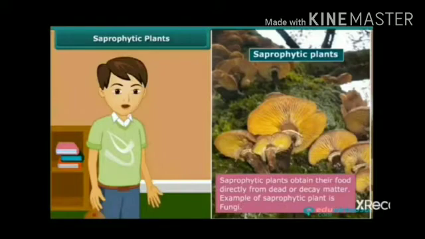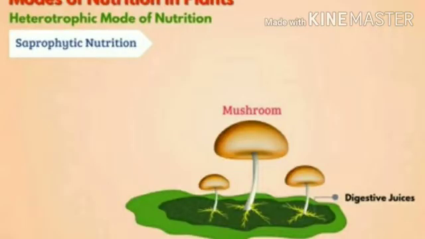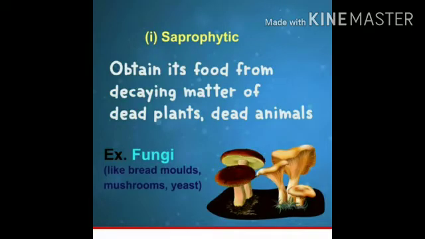Now we will see saprophytic plants. Saprophytic plants obtain food from dead and decaying bodies of other organisms. Some fungi spoil the food, some are disease causing, while some have medical properties.